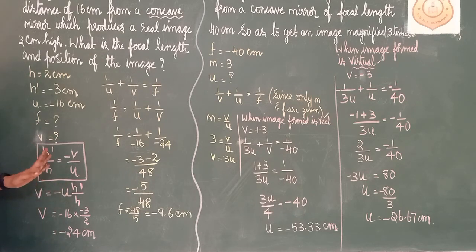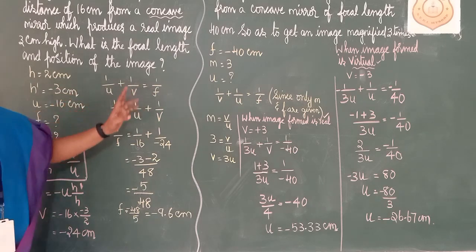Okay, usually they will not ask, but in case they ask, you should be able to answer. If they have given only these values, and f and v are not given, we can use this formula: h dash by h is equal to minus v by u. So v is equal to minus u into h dash by h. So v is equal to minus 16 into minus 3 by 2. You will get minus 24 centimeters. So we got v. Now v is equal to minus 24 centimeters.